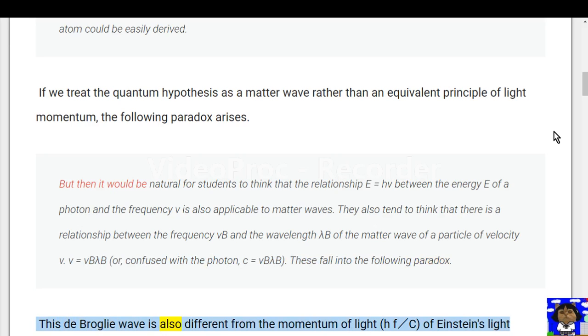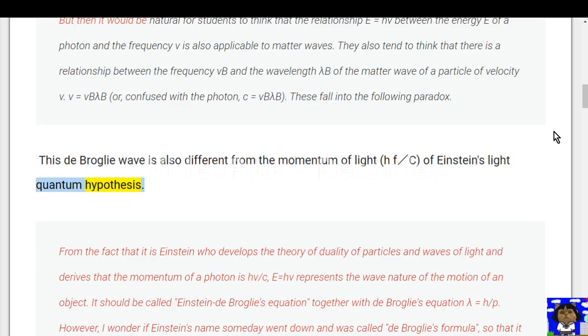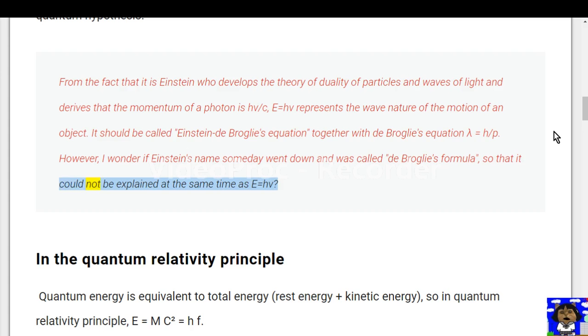This de Broglie wave is also different from the momentum of light hf/c of Einstein's light quantum hypothesis. From the fact that it is Einstein who developed the theory of duality of particles and waves of light and derived that the momentum of a photon is hν/c, E equals hν represents the wave nature of the motion of an object. It should be called the Einstein-de Broglie equation together with de Broglie's equation λ equals h/p. However, I wonder if Einstein's name someday went down and it was called de Broglie's formula, so that it could not be explained at the same time as E equals hν.